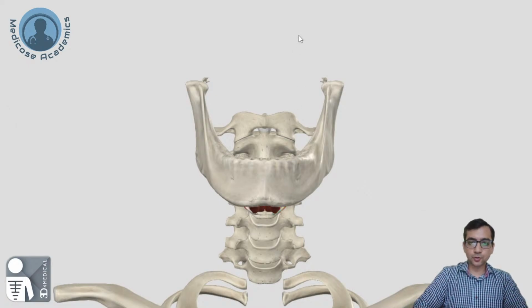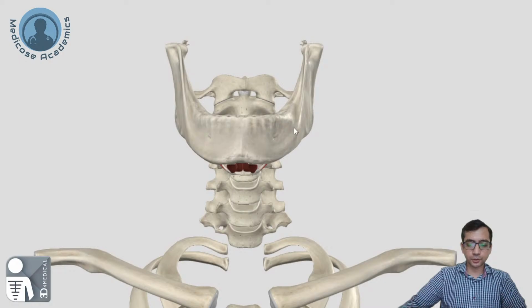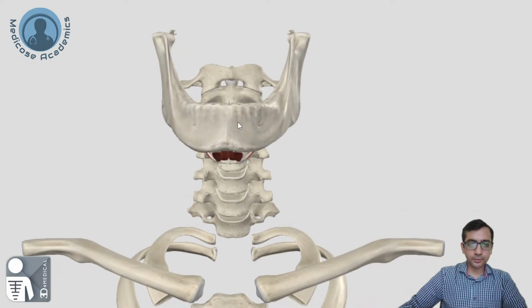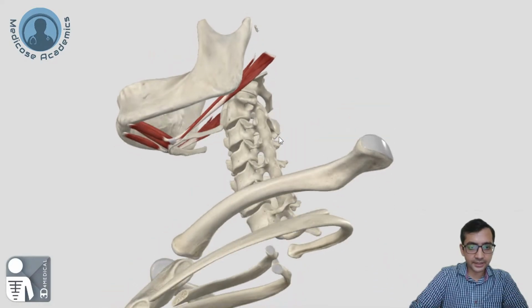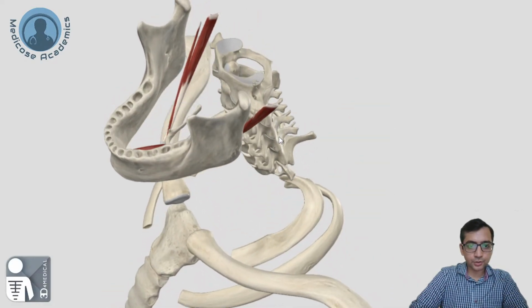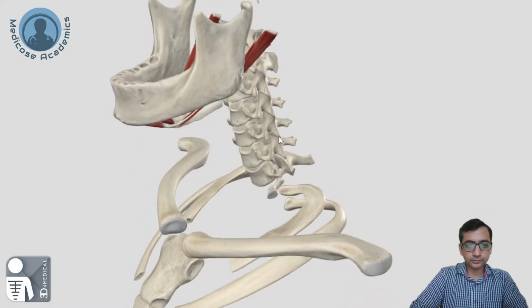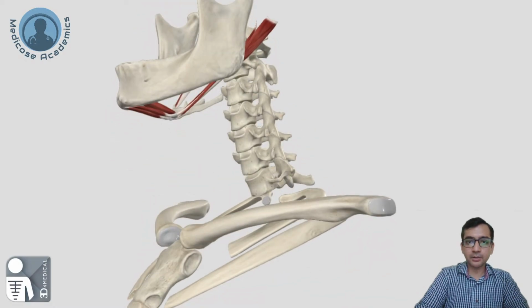Let's look at the suprahyoid muscles. I have removed the skull from the top, and you will be able to see the set of muscles here. The one muscle that is not shown here right now, let's make that muscle available. Let's start with the mylohyoid muscle.